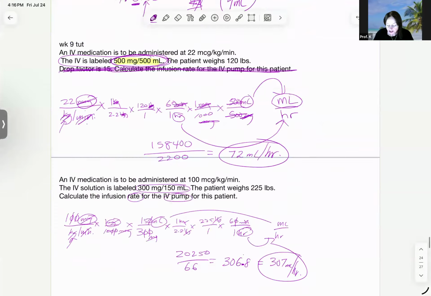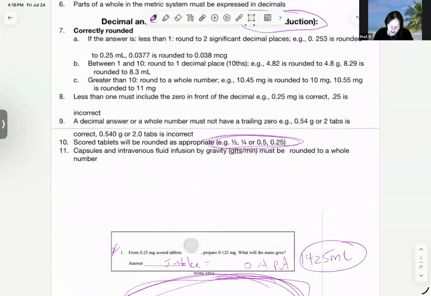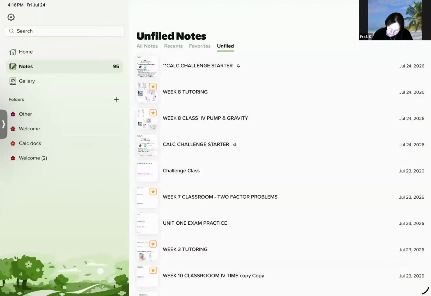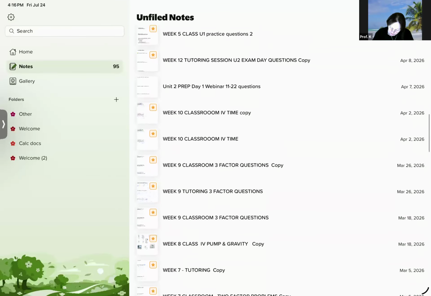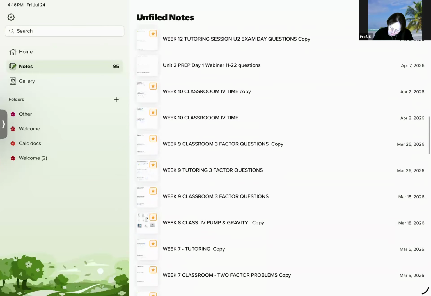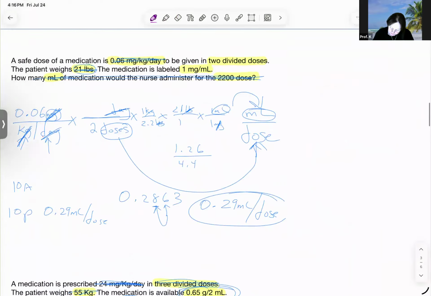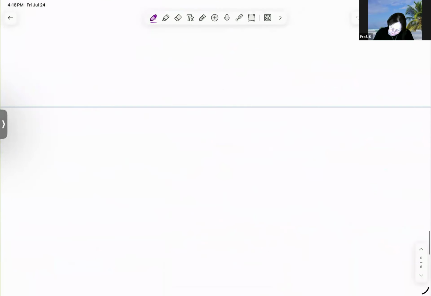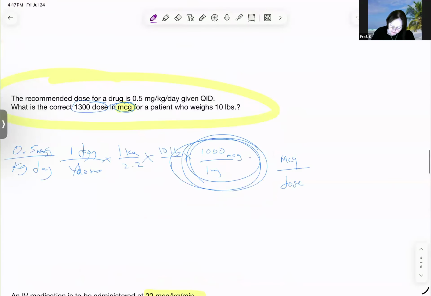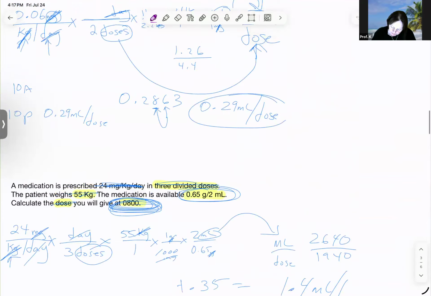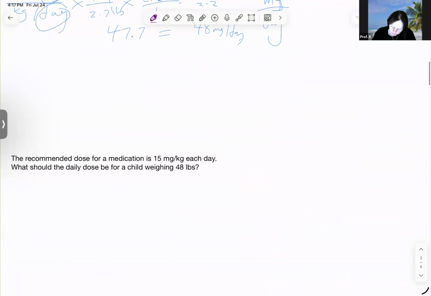Now there's one problem we didn't get to today. I just gotta locate it. That I will show you. I just gotta find it. It's solving for micrograms per kilogram per minute.